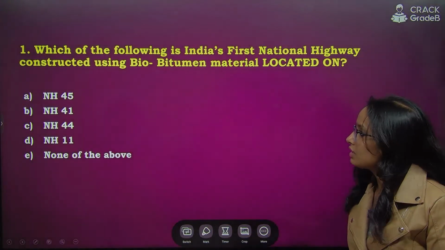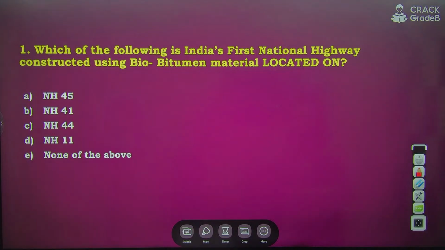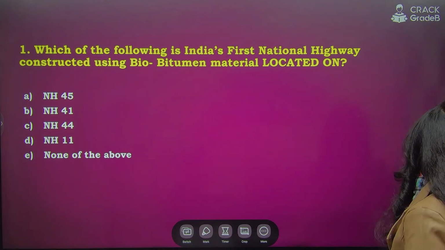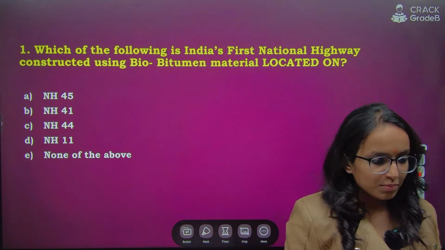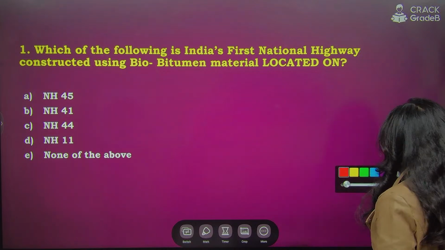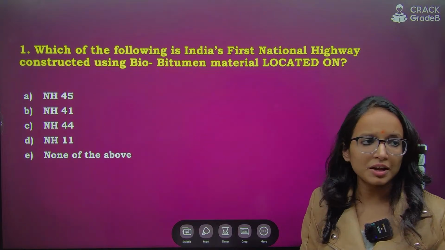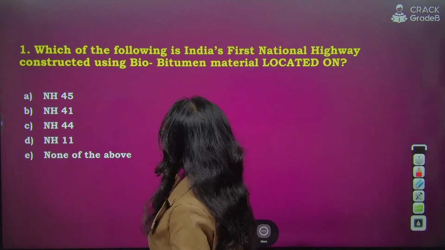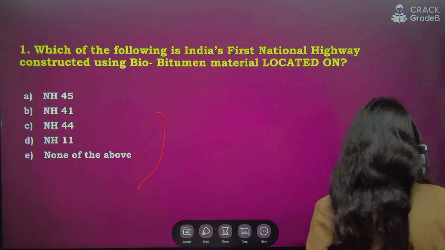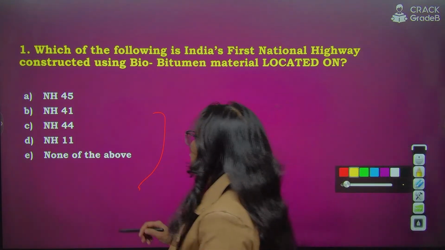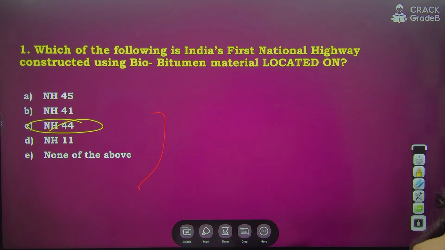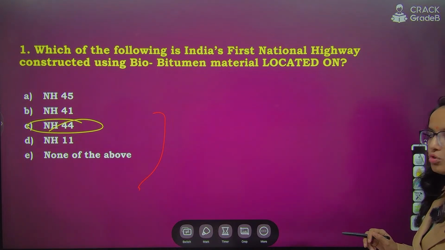First question in the short series: which of the following is India's first national highway constructed using bio-bitumen material located on? So this first bio-bitumen based national highway is located on. Tell me what will be the correct answer. It is located on NH 44. Okay, C will be the correct option here. It is located on NH 44 in Nagpur, Maharashtra. Very good. C is the right option.